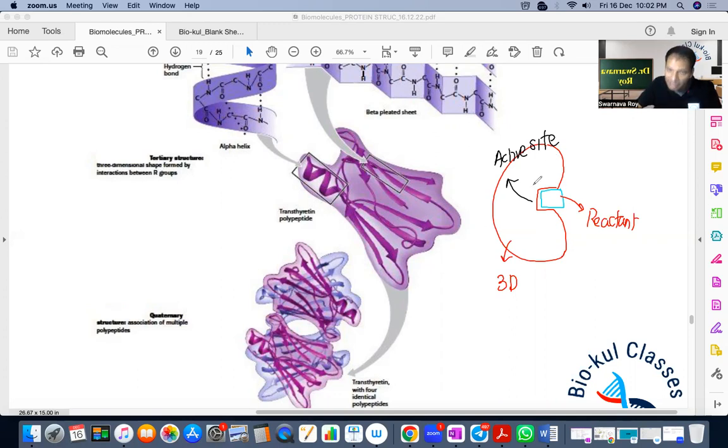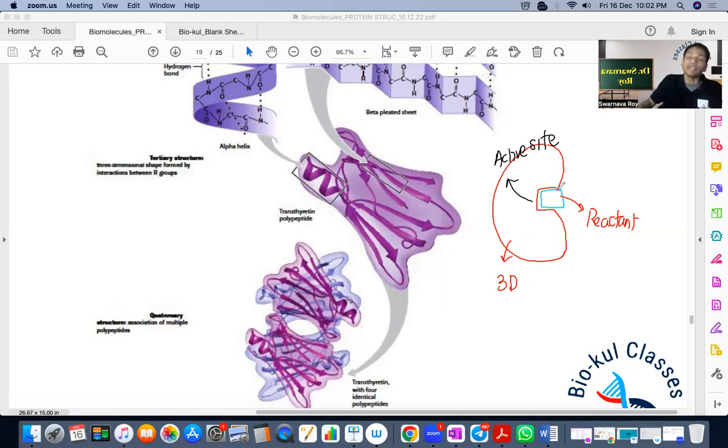So this 3D shape is very important. If this protein hadn't had this 3D shape, then this reactant wouldn't have fit inside the active site and the reaction wouldn't have been carried out. Okay, so for the protein to be functional, it should have a tertiary structure.